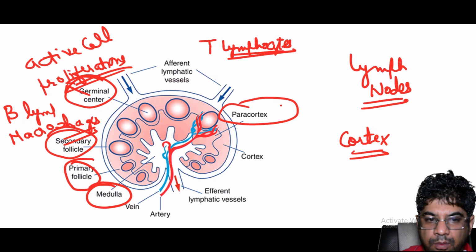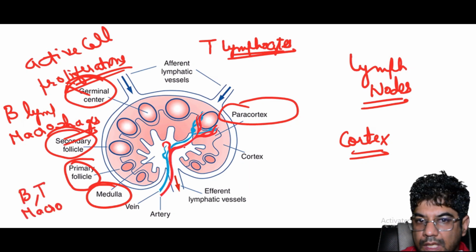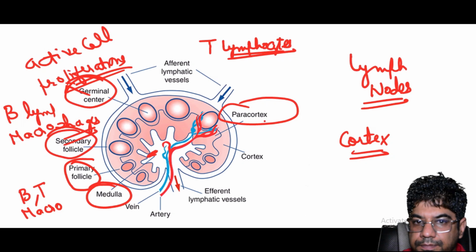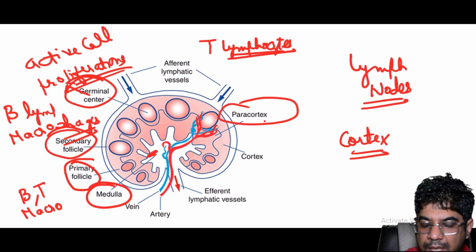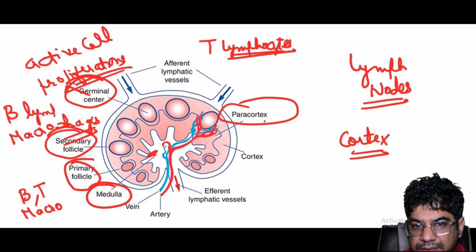The other is the medulla part. The medulla contains B and T lymphocytes and macrophages, and blood vessels pass through the medulla. So what structures and cells are found in the medulla? B lymphocytes, T lymphocytes, macrophages and blood vessels.